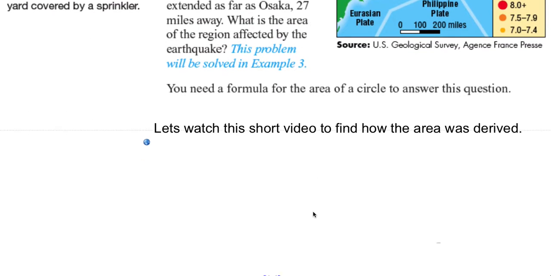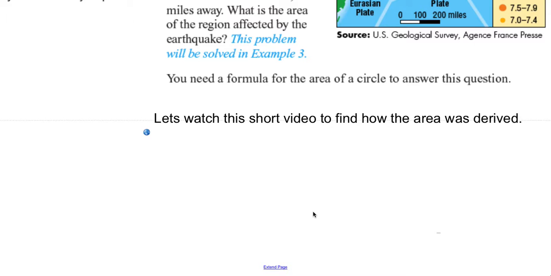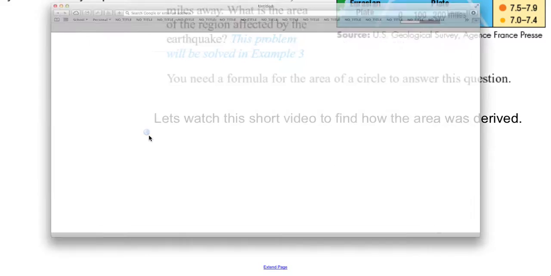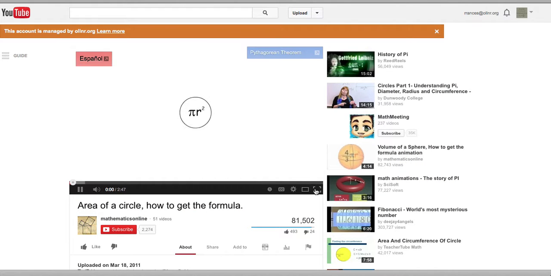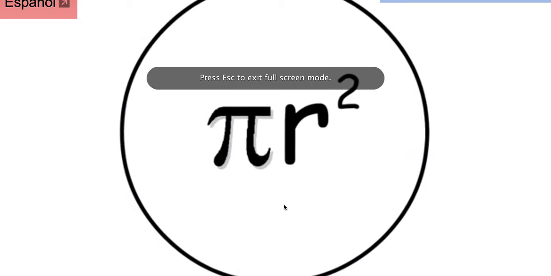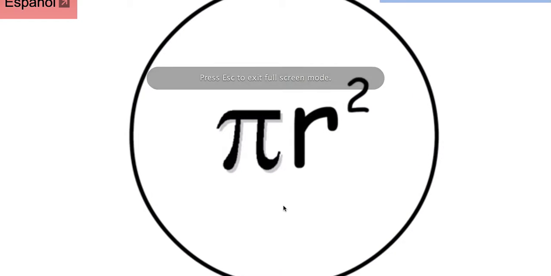So you will need a formula for the area of a circle to answer this question. And a good way to start is watching this video to see how we arrive at the formula for the area of a circle. So let's see. Pi r squared gives you the area of a circle. But where does pi r squared come from?